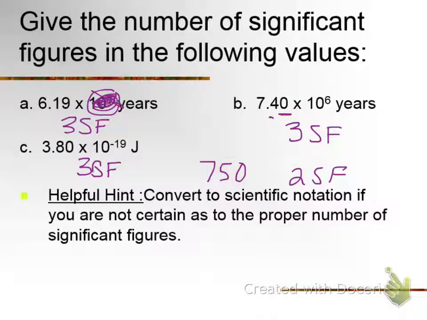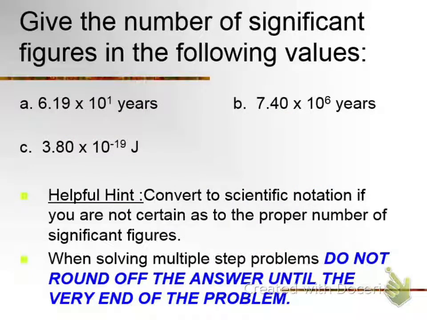But if I wrote it like this with the decimal, the fact that I put the decimal there means it's an exact number, so this would have 3 significant figures. It's all about the decimal when it comes to zeros. So that's how you count them.